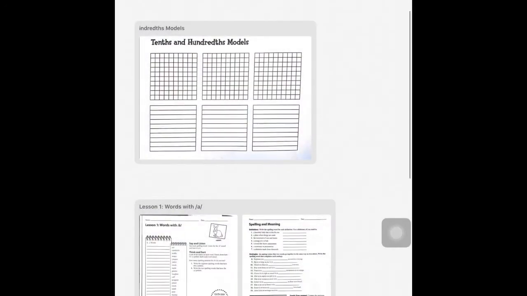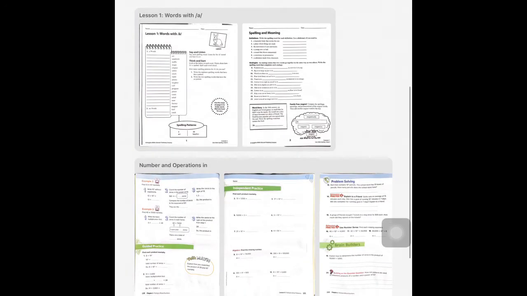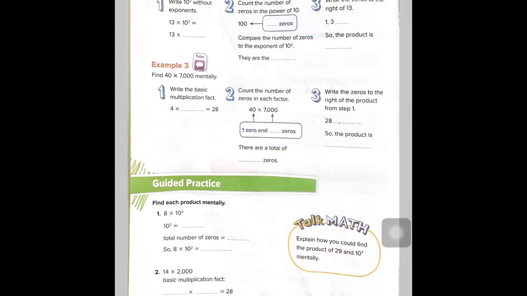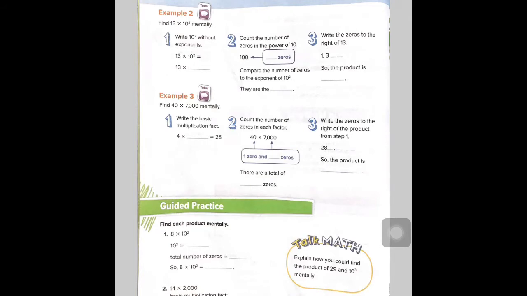All right, number 1, we're going to be talking, whoops, sorry, lost it. Coming up, here we go. Got to use markup, get my Apple Pencil going. All right, here we go.